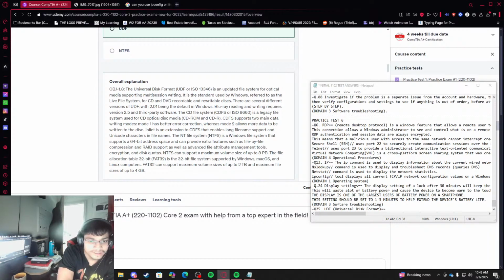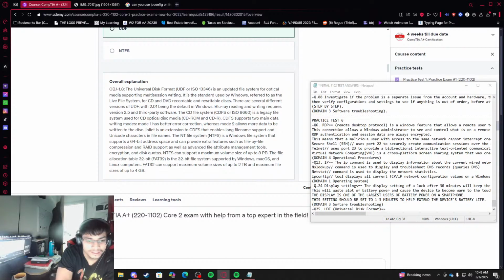The NT File System is a Windows file system that supports a 64-bit address space and can provide extra features such as file-by-file compression and RAID support, as well as advanced file attributes management tools, encryption, and disk quotas. NTFS can support a maximum volume of 8 petabytes.